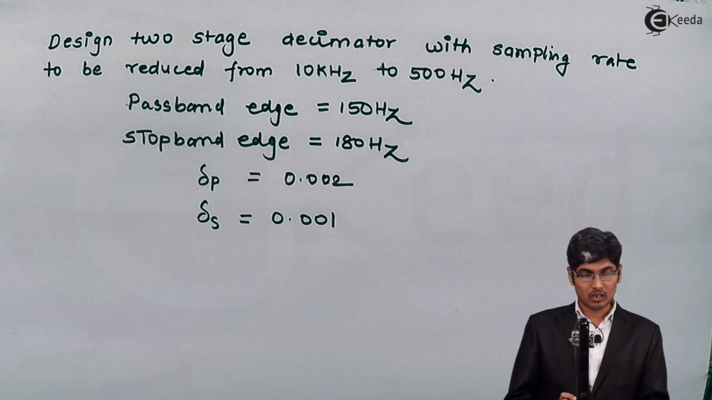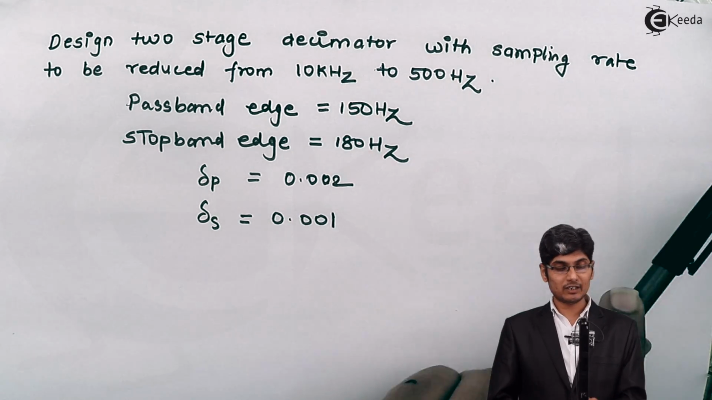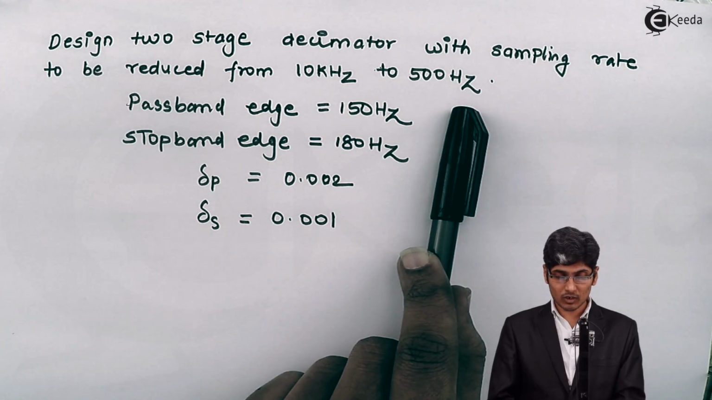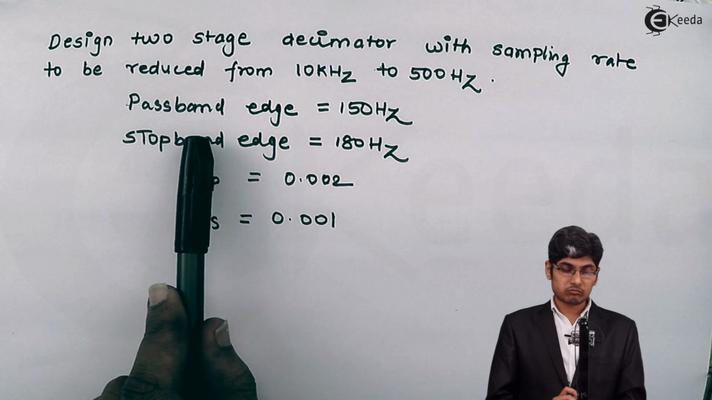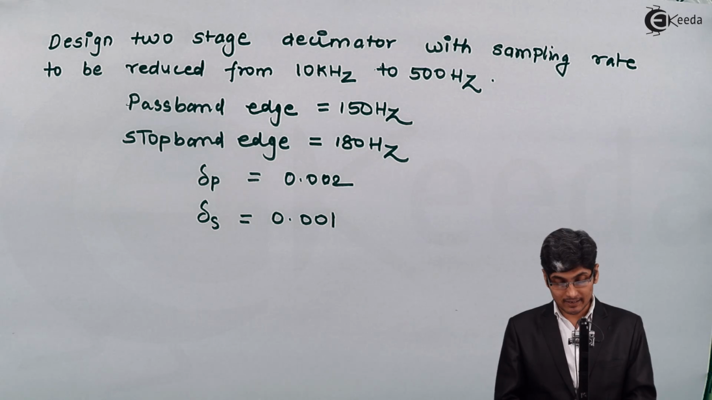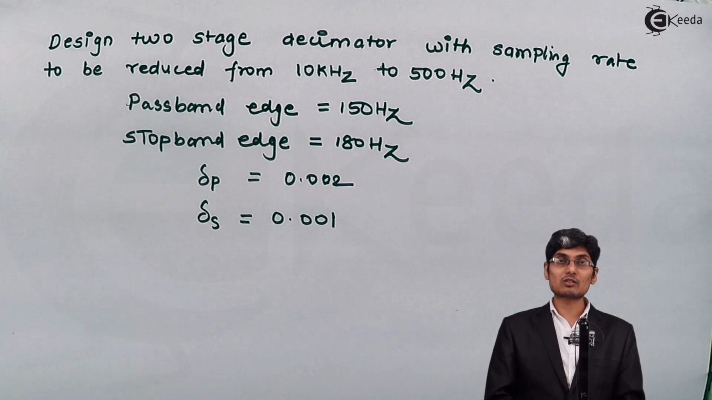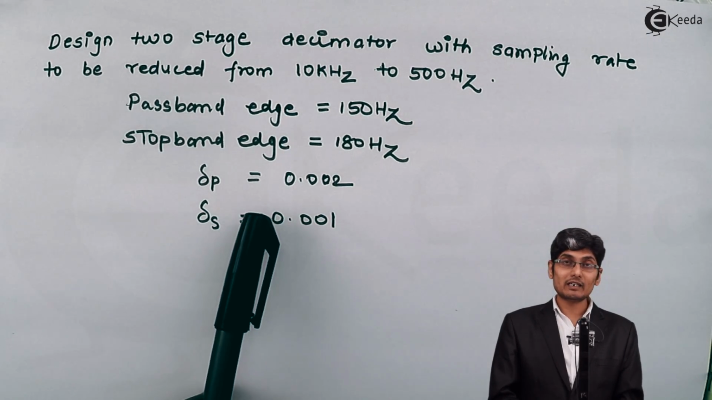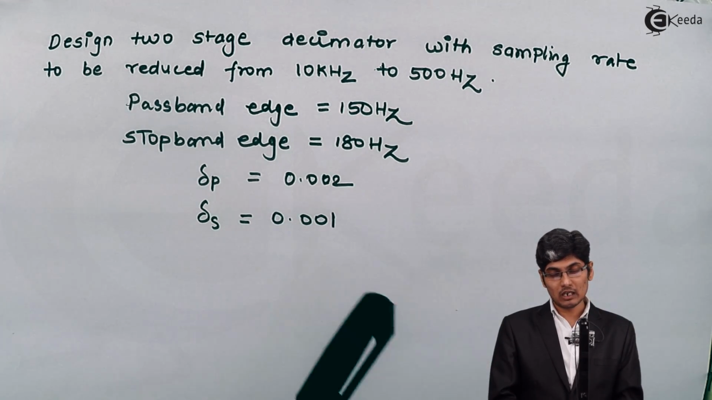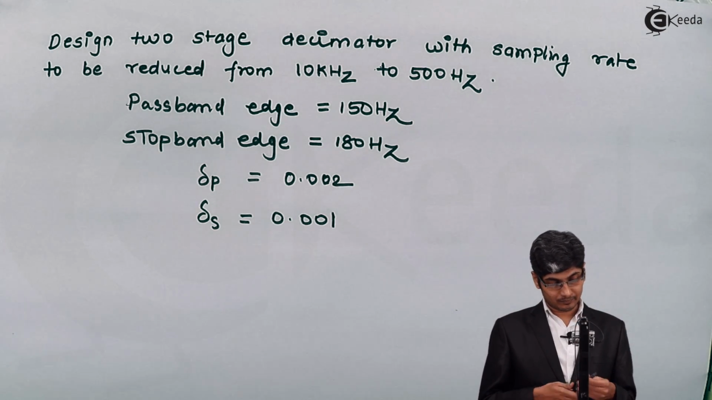Let us take a problem. The problem says: design a two-stage decimator with the sampling rate reduced from 10 kilohertz to 500 hertz. The passband edge requirement to avoid aliasing is given as follows. The passband edge is 150 hertz, the stopband edge is 180 hertz, the passband ripple is 0.002 and the stopband ripple is 0.001. So how to proceed?